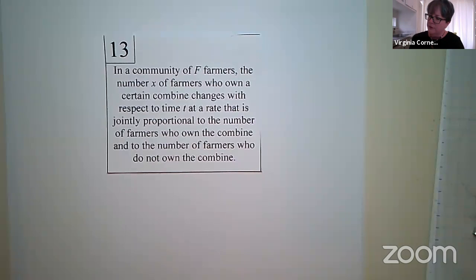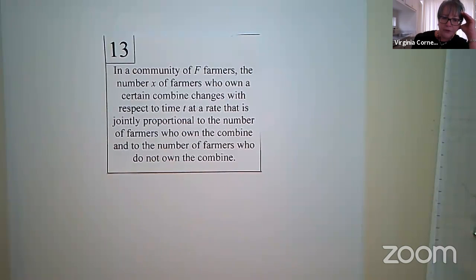In this one, it says, in a community of F farmers, the number X of farmers who own a certain combine changes with respect to time T at a rate that is jointly proportional to the number of farmers who own the combine and to the number of farmers who do not own the combine. What is jointly? Say it again, Mark. What is with all these words?